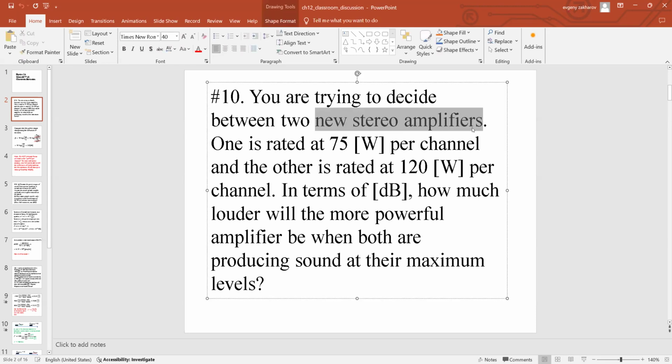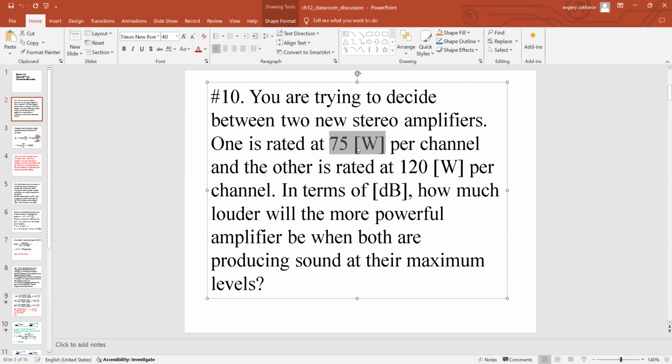You have two stereo amplifiers, and I'm pretty sure you've noticed how manufacturers always try to sell you the most amount of watts. There's going to be like a bright sticker that says 1,000 watts, 2,000 watts. This one has more power, it's more powerful, and stuff like that. Let's see what is the difference in terms of power.